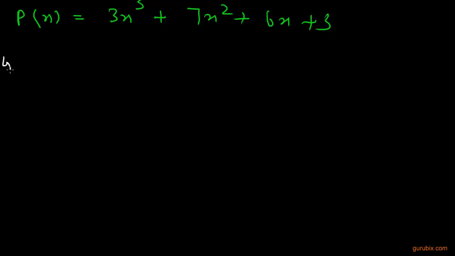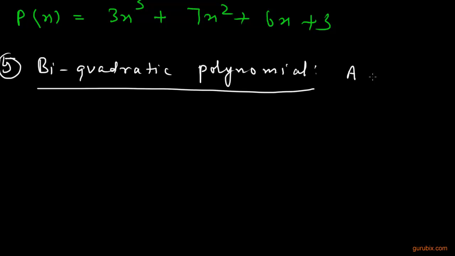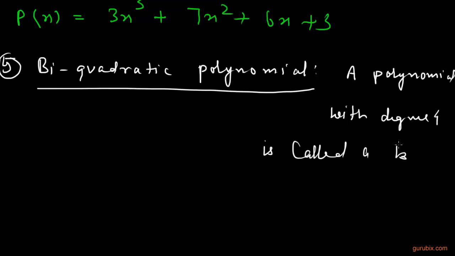Here is another type of polynomial, that is the biquadratic polynomial. You can define it like this: a polynomial with degree 4 is called a biquadratic polynomial. So these are the types of polynomial up to class 10.